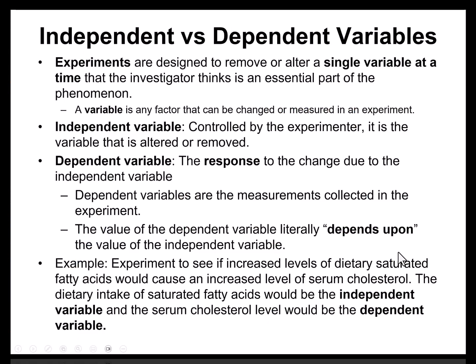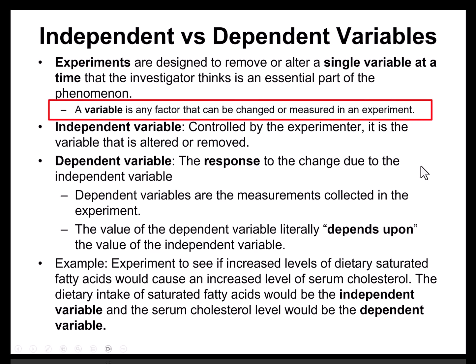So as a recap, whenever you're doing experiments, they're designed to remove or alter only a single variable at a time, which the investigator thinks is the essential part of the phenomenon. In the last video, he was testing to see if energy drinks were going to cause the plants to grow better than not receiving energy drinks. So the single variable is the energy drink. And a variable is any factor that can be changed or measured in an experiment.